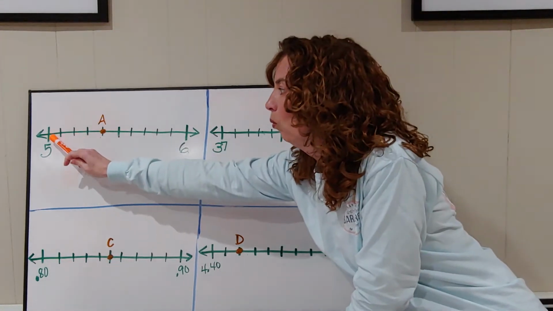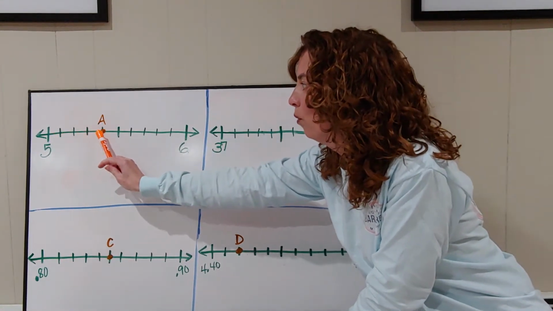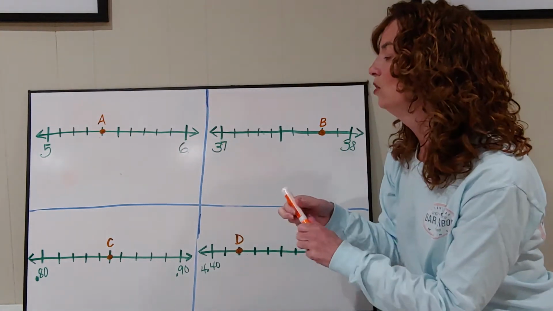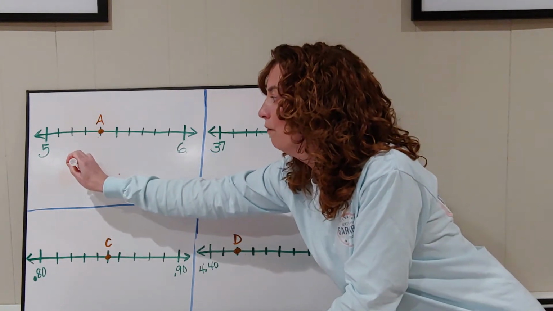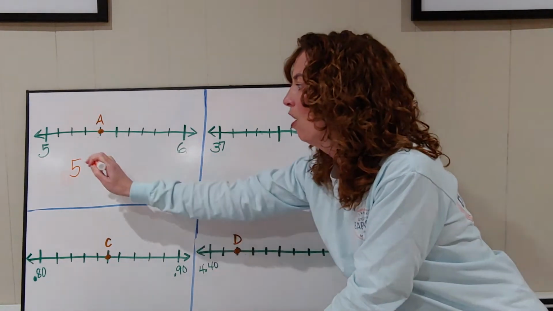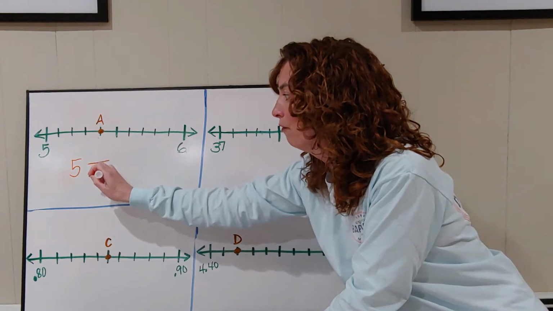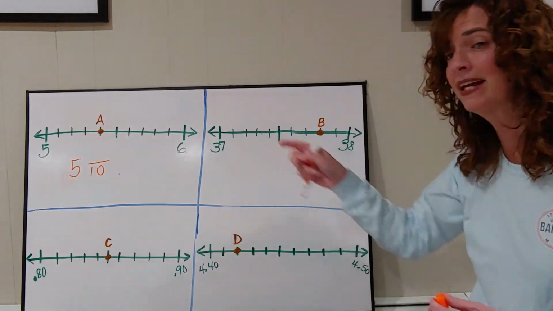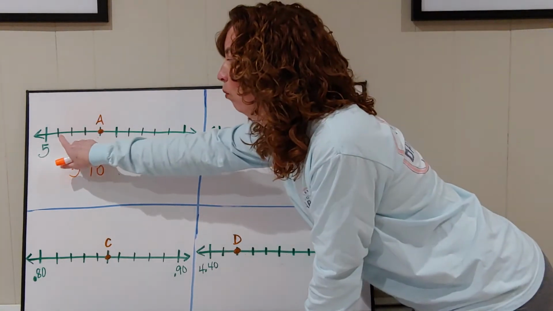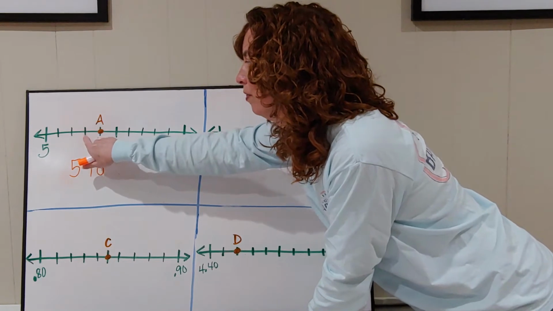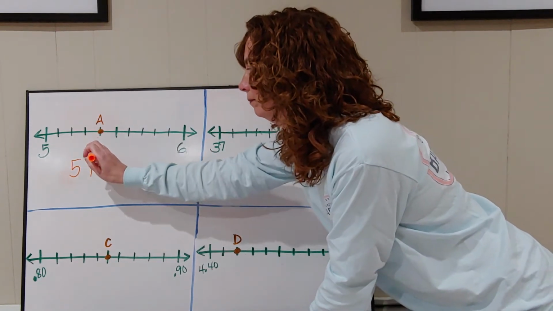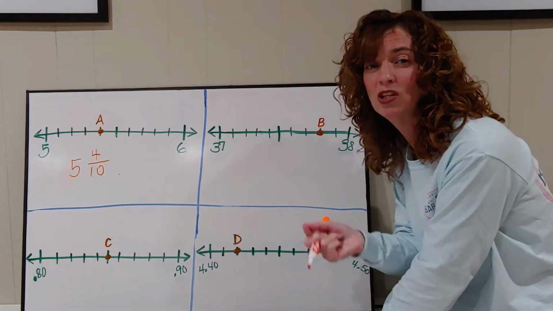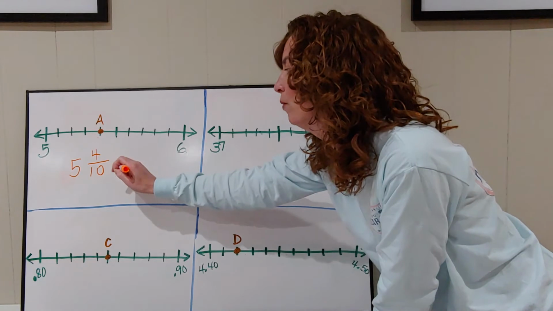So let's count. 1, 2, 3, 4, 5, 6, 7, 8, 9, 10. So our whole number is 5, and then the denominator of our fraction is 10, because there are 10 spaces altogether on our number line. And then let's count to see where our A is. We have 1, 2, 3, 4. So 5 and 4 tenths. Now we want to think, well, what would that change to a decimal? So what would 5 and 4 tenths be?